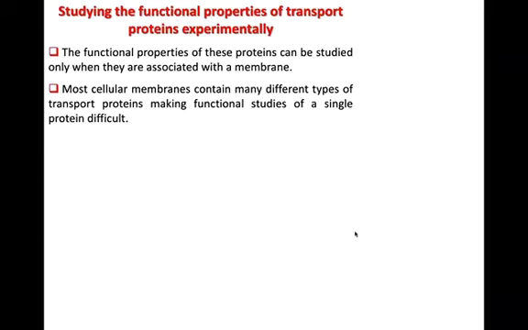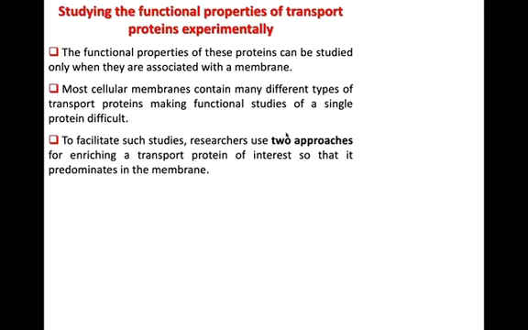So let's study how scientists can study the functional properties of transport proteins experimentally. The functional properties of transport proteins can be studied only if they are associated with the membrane, because there is no logic in studying a transport protein by itself. It needs to be associated with the membrane to understand its function and to know which molecule it transports. Most cellular membranes contain many different types of transport proteins, so making functional studies of a single protein is very difficult, because normally the cell has a lot of transport proteins on its surface.